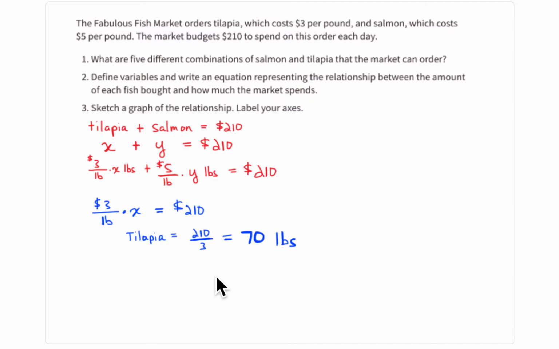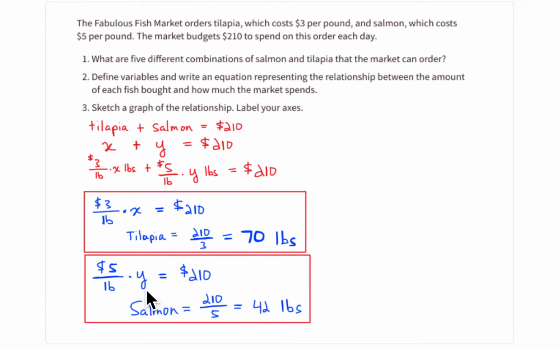examples in the beginning. Let's say that you buy all tilapia. So you spend all of this $210 on tilapia. So that's $3 per pound. So you have to divide the 210 by the $3. Now remember, every time you take out $3, that is equal to 1 pound of tilapia. So that division tells you, 210 divided by 3, how many times you can take out a pound of tilapia, and you can do that 70 times, so that is equal to 70 pounds. And you can see 21 divided by 3 is 7, so 210 divided by 3 is 70.